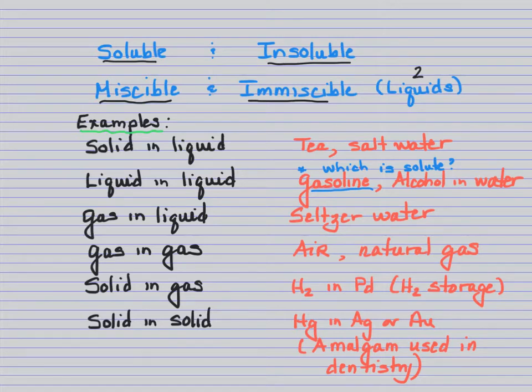You can also have a mixture of a gas and a gas, like air or natural gas. Solid in a gas, you could have hydrogen in palladium. It's a way of storing hydrogen. And then solid and solid, you may have seen if you go to the dentist. So mercury and silver or gold, it's called an amalgam. It's a homogeneous mixture, and it's used in dentistry.